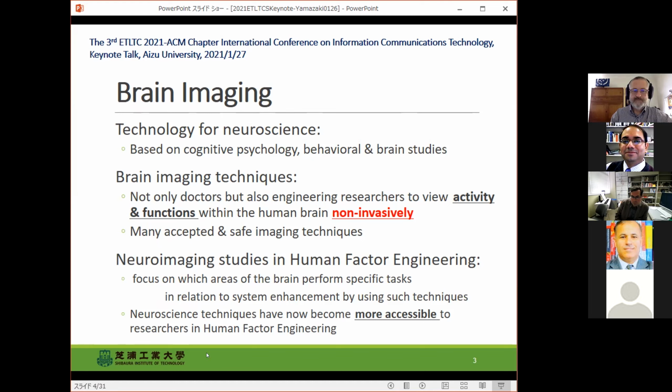And this is because some techniques are now becoming very non-invasive. So this is a key word. That's why not only doctors, but also engineering researchers now use brain imaging techniques to view activity and functions within our brain. So what are neuroimaging studies in human factor engineering? Well, these studies focus on which areas of the brain perform specific tasks, in particular in relation to system enhancement.